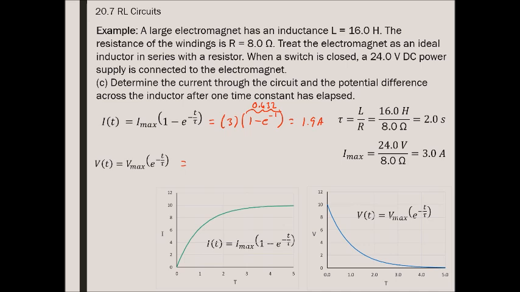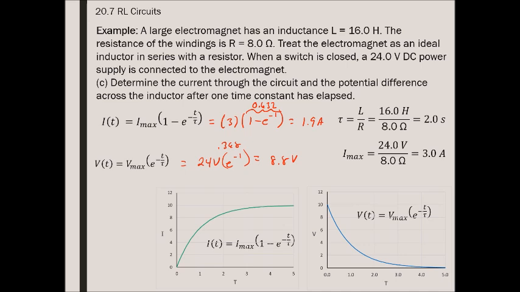And then our V volts maximum is just the volts supplied to the circuit. And again, this is e to the negative 1, which is one of our special values, and that's 0.368. So we get the voltage at that time is 8.8 volts.